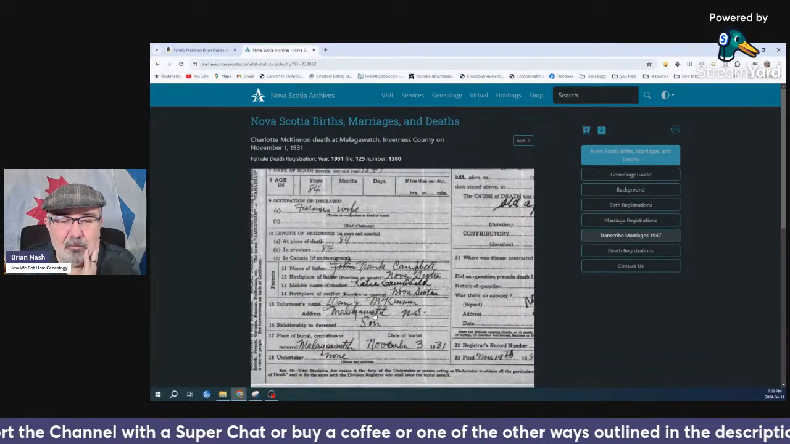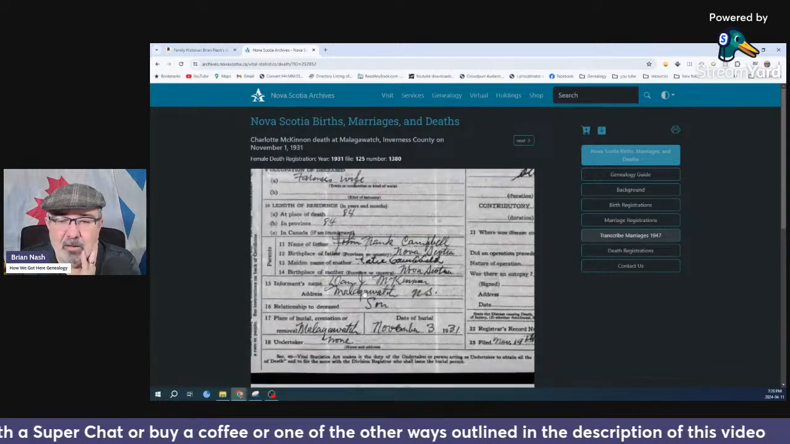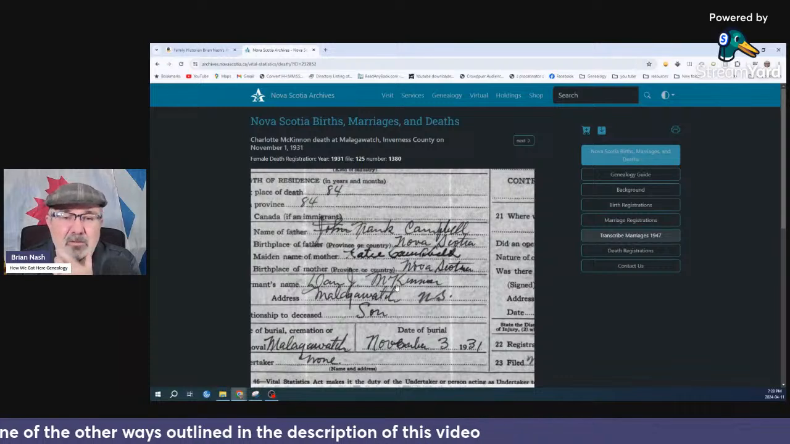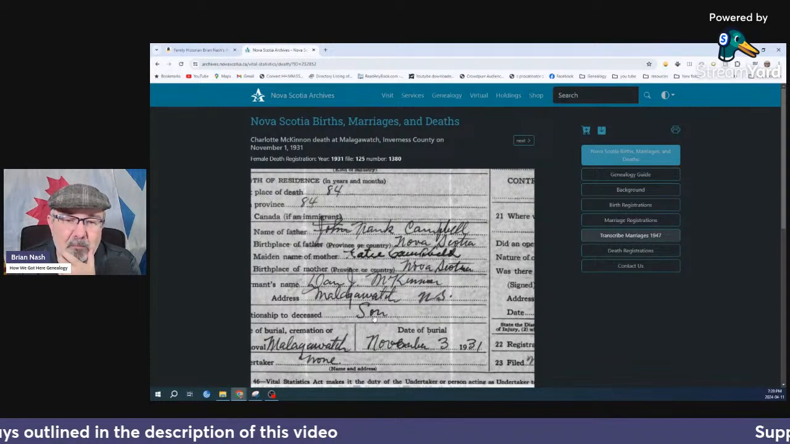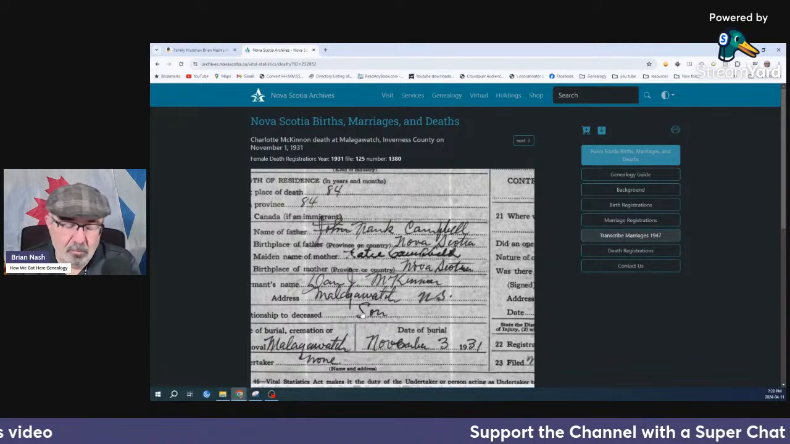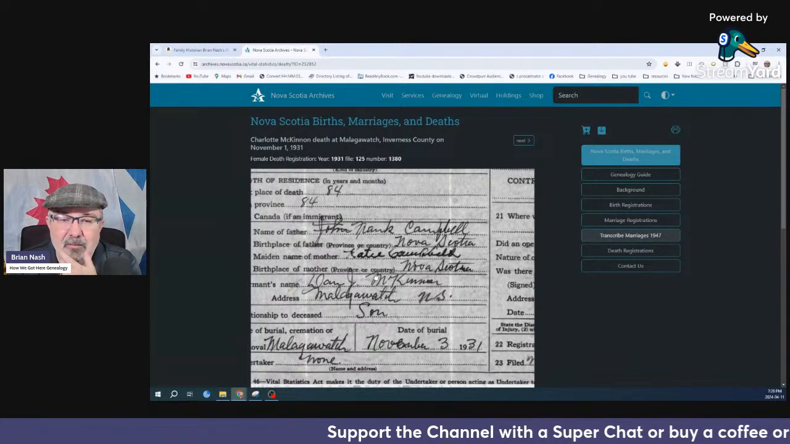And it has the informant's name as Dan J. McKinnon. And that's her son. So this would be a brother of my great-grandfather. So he'd be my great-granduncle, Daniel J. McKinnon.